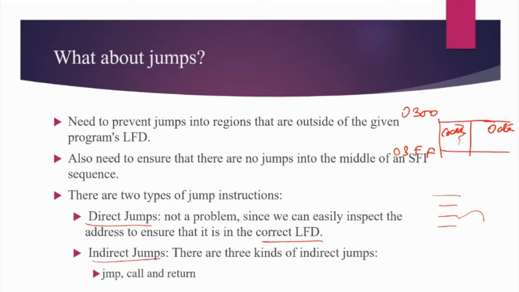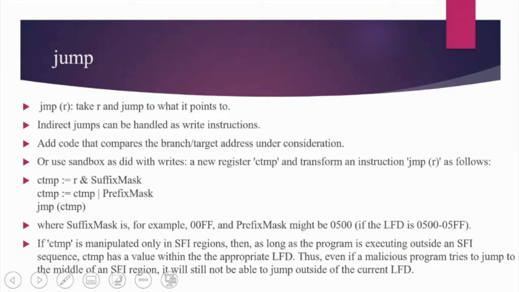But what about indirect jumps? Now, there are three kinds of indirect jump. One is a jump with some arbitrary address. One is the call: when you call a function, suddenly your control will jump to a particular location depending upon what function you have called in that program. And the third is return. When the function is returning back, you are landing in an unknown territory, right? So how do we handle these types of jumps?